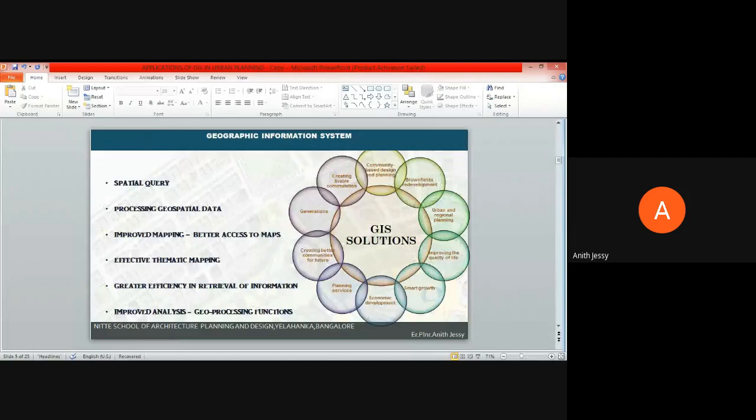Okay, so basically GIS is helpful for the planners in extracting information from the database, which is readily available in GIS, and that can help us in solving spatial queries.